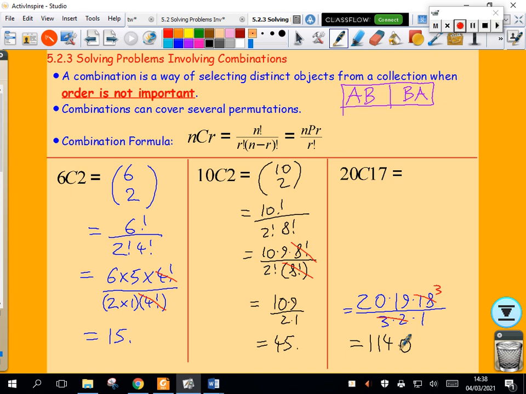How do I get to the second last line? Well, 20 choose 17. In the other notation, looks like that. It's just a notation issue I'm highlighting. On the top, that's 20 by 19 by 18 by 17 factorial. And on the bottom, we would have 17 factorial times 3 factorial. And the 17 factorials will cancel, leaving me with 20 by 19 by 18 over 3 by 2 by 1.